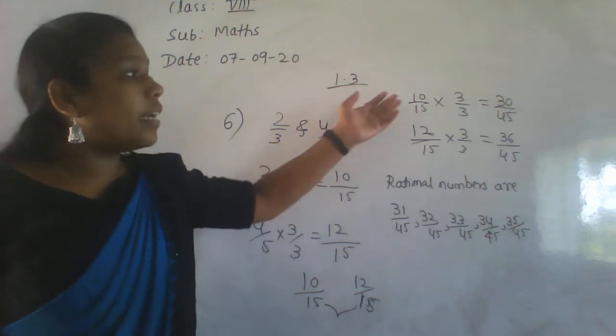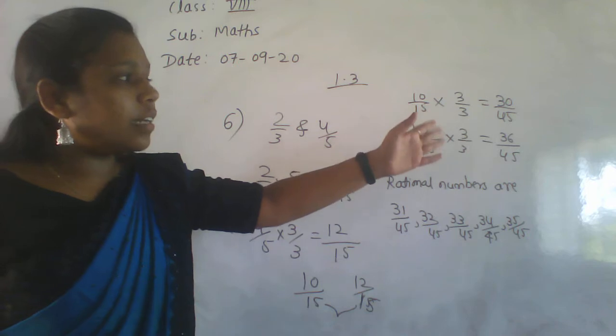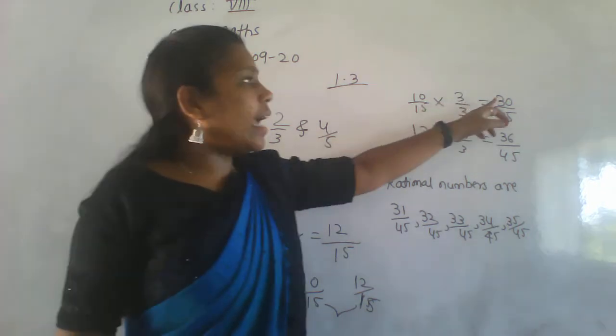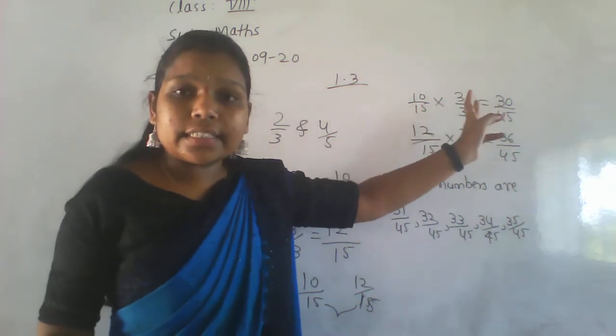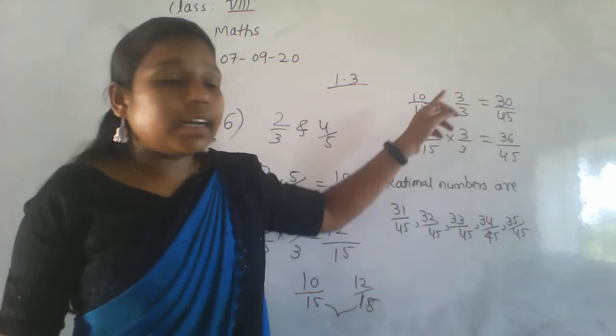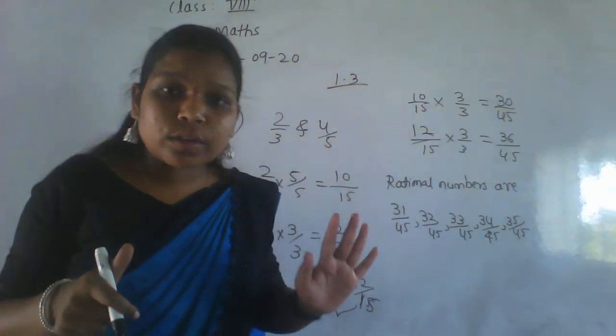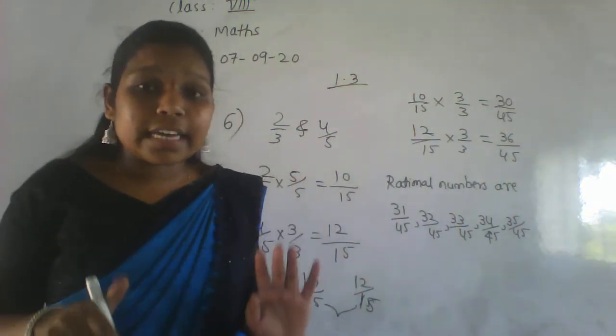So I am taking 3 by 3 and 3 by 3. That is, we will get 30 by 45 and 36 by 45. Again take the difference between the numerators, that is 30 and 36. What is the difference between 30 and 36 here? That is 6. Is it more than 5? Yes, it is more than 5.